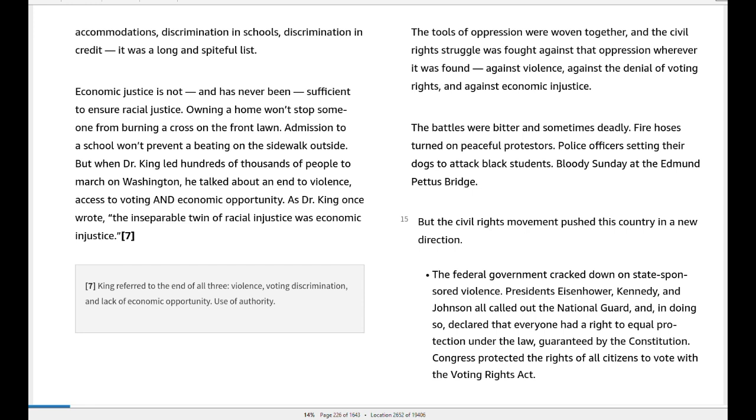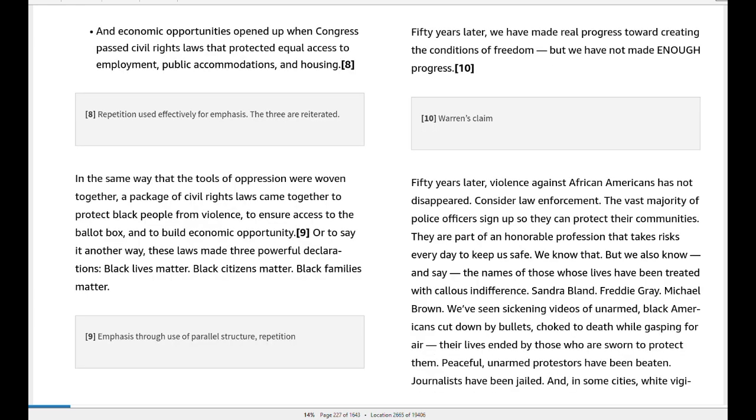Congress protected the rights of all citizens to vote within a Voting Rights Act. And economic opportunities opened up when Congress passed civil rights laws that protected equal access to employment, public accommodations, and housing.